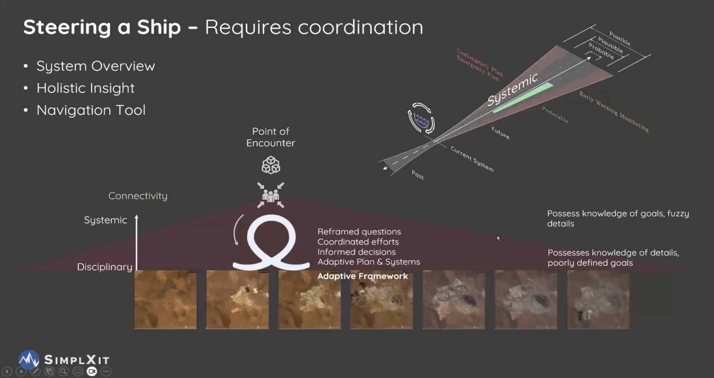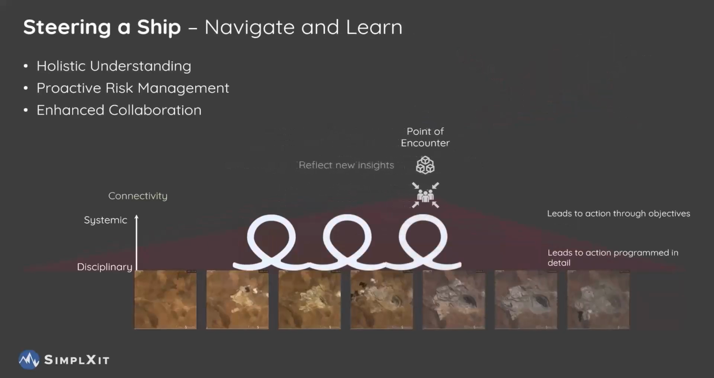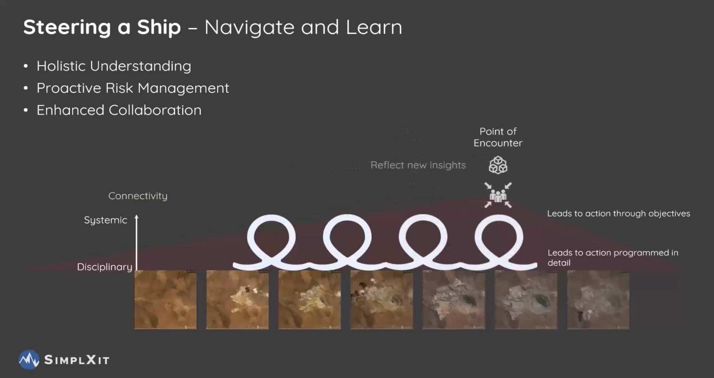And so out of each of those encounters, we have reframed questions, better coordination of our efforts, informed decisions, and plans that can be adaptive. This type of approach is about continuing to learn, and the GoldSim model is really about the journey of learning. So it brings us a holistic understanding that is really important for proactive risk management and improving collaboration. So it leads to actions through objectives rather than detail.